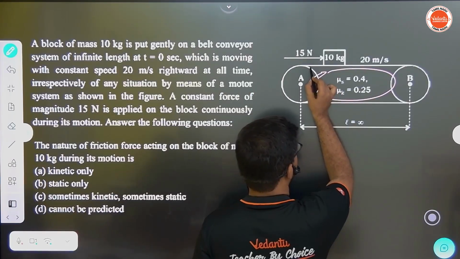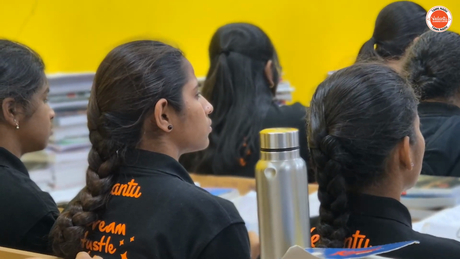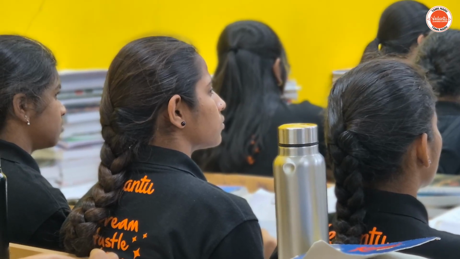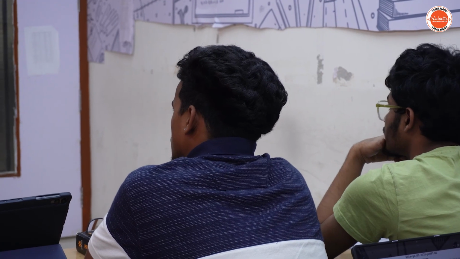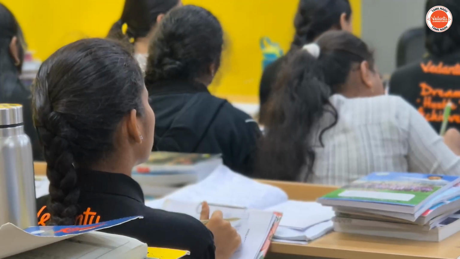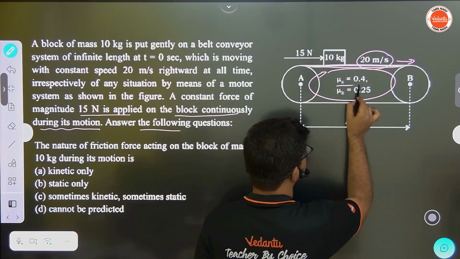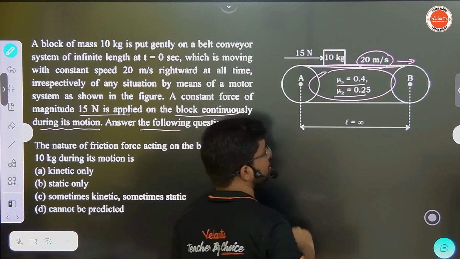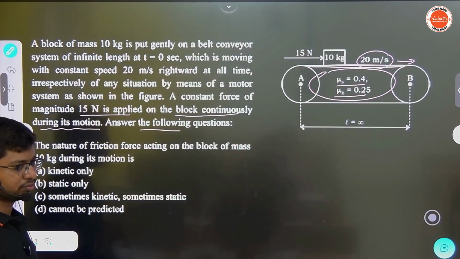That means this belt here is always moving towards the right at 20 meters per second. Okay, then by means of a motor in the system as shown in the figure, a constant force of magnitude 15 newtons is applied on the block continuously during its motion. Now answer the following questions. They gave mu s equal to 0.4 and mu k equal to 0.25. The coefficients of kinetic friction and static friction are given to you, right?